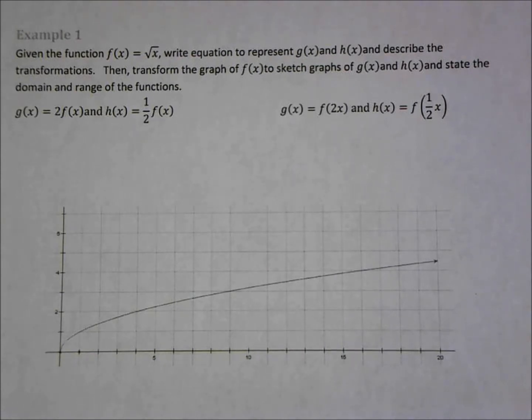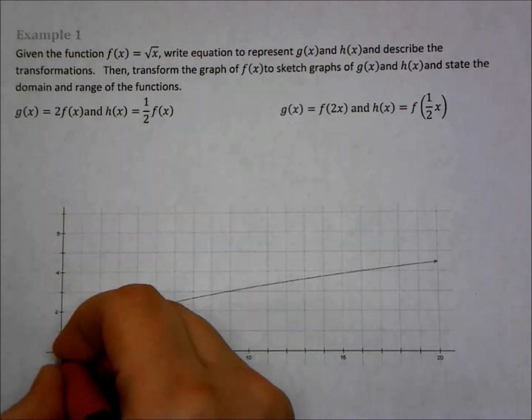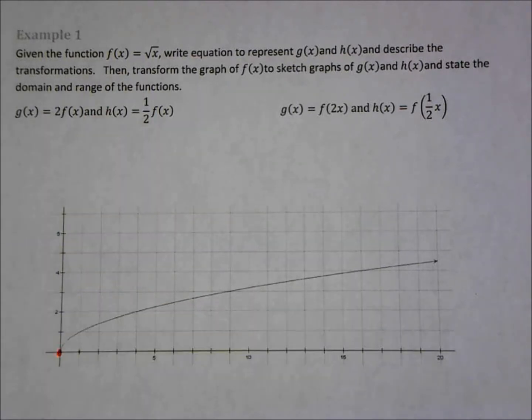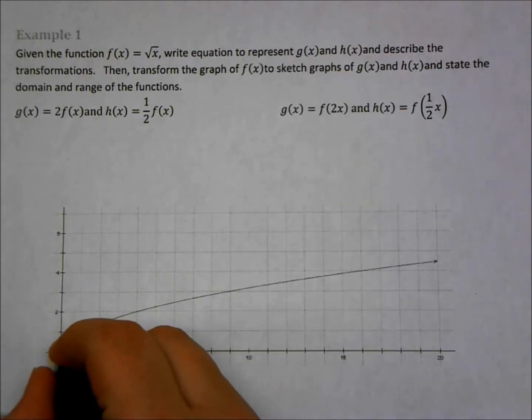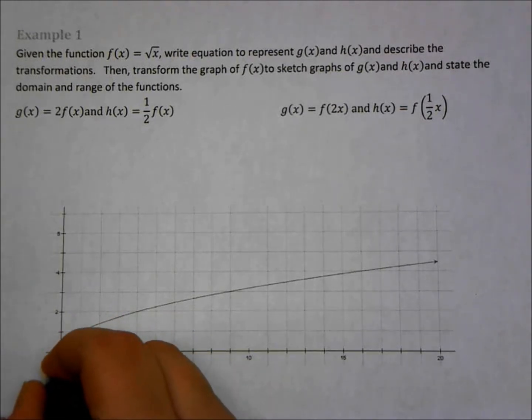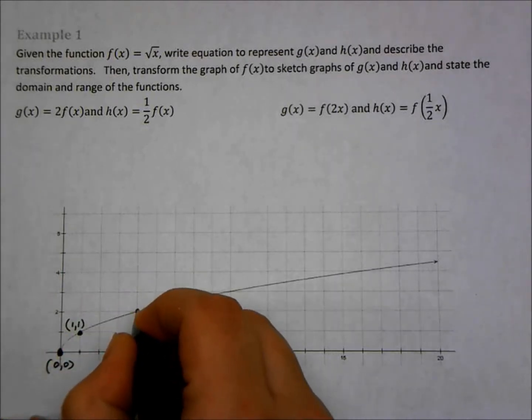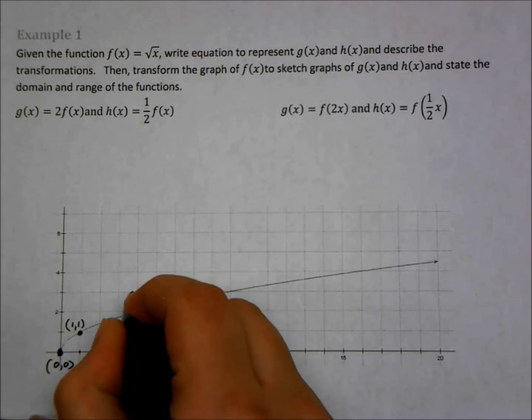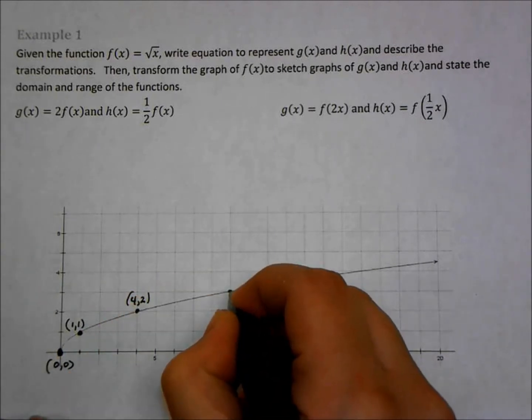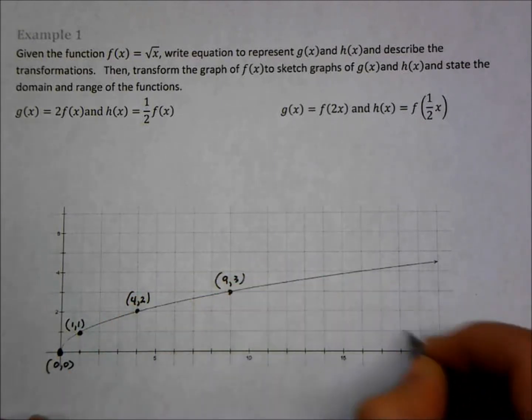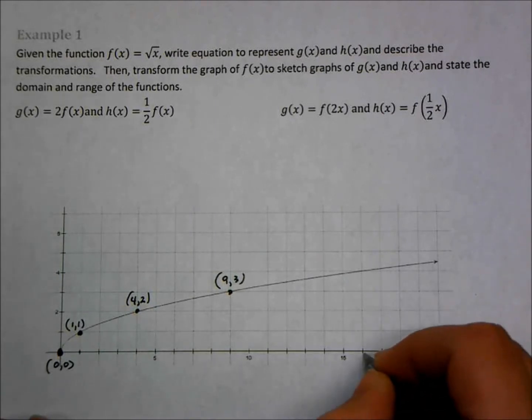Our first example, given the function f of x equals square root x, this is one of our favorite base functions. The square root function has points 0, 0. So let's do these ones in black. We've got 0, 0. We've got 1, 1. Let's add a few more. 4, 2. 9, 3. And we can go all the way up to 16, 4.